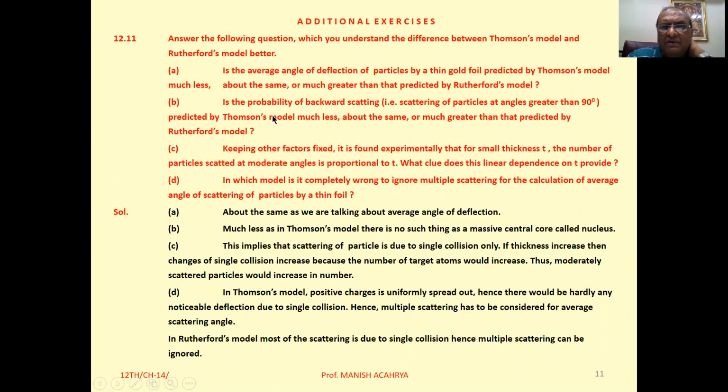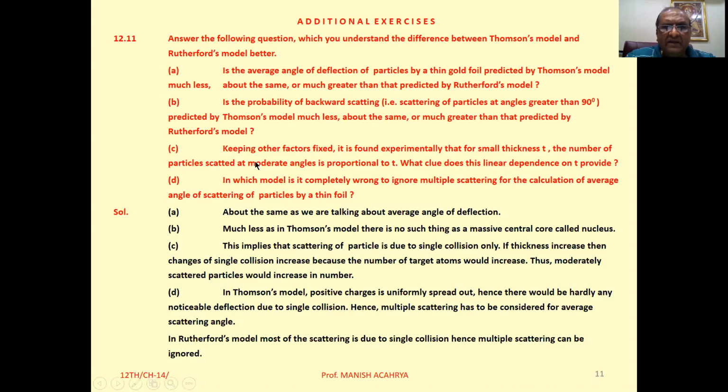Then B, is the probability of backward scattering, which implies scattering of particles at angles greater than 90 degrees, predicted by Thomson's model much less, about the same, or much greater than that predicted by Rutherford's model? It will be much less, because in Thomson's model we consider that the entire positive charge is uniformly distributed in the atom. There is no massive positive charge concentration at a particular position, and therefore a large repulsive force is not possible in Thomson's model, and therefore that will be much less.